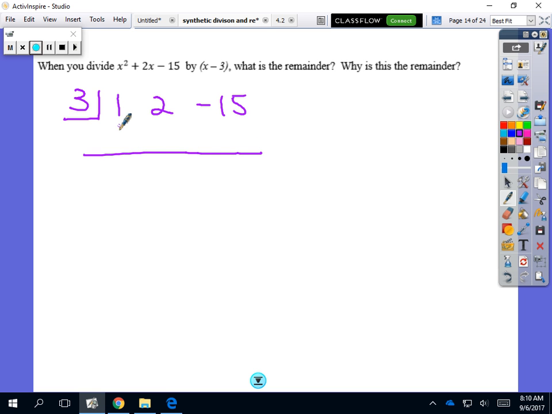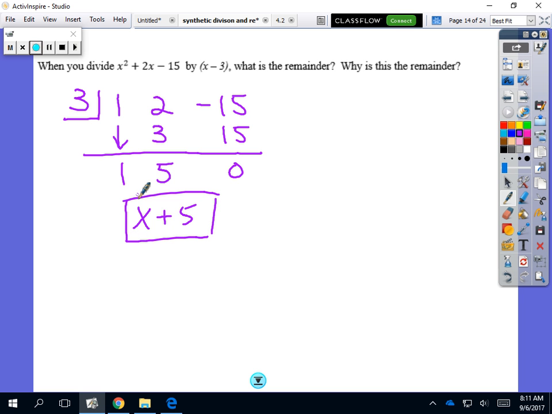And then bring down the first coefficient, multiply by 3. I get 5. 5 times 3 is 15. And my remainder is 0. So when I write this out, I'm going to write x plus 5. That's what you get when you divide x squared plus 2x minus 15 by x minus 3. And the remainder, notice, is 0.